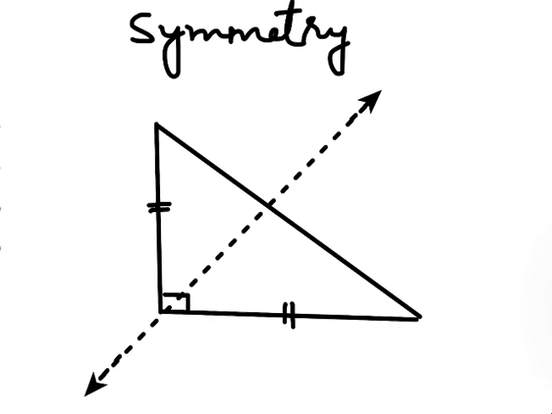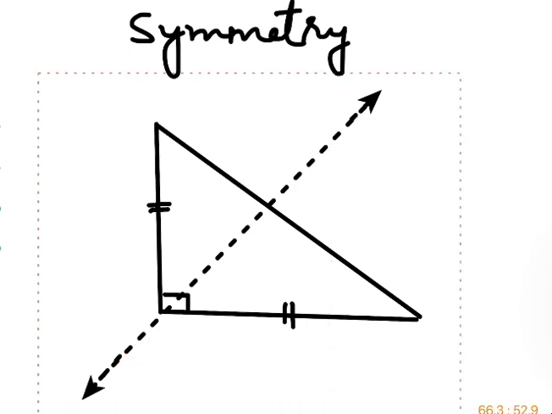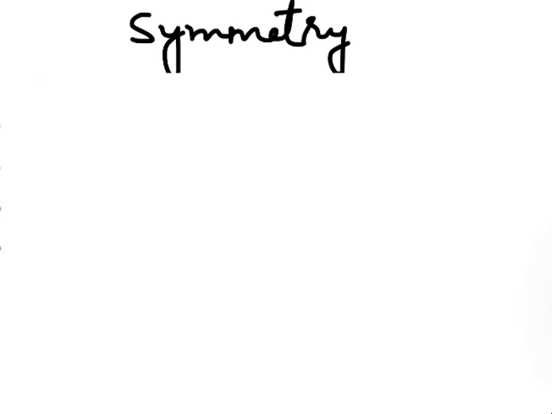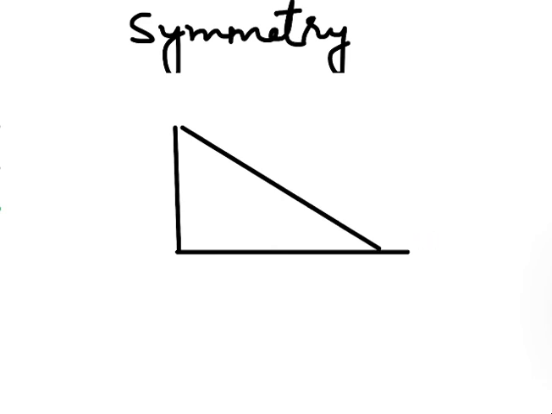Shall we do another one? Now suppose we have yet another triangle. This is a right angle triangle too, as well. But the only thing is, the sides are not equal. How will you draw the line of symmetry here?